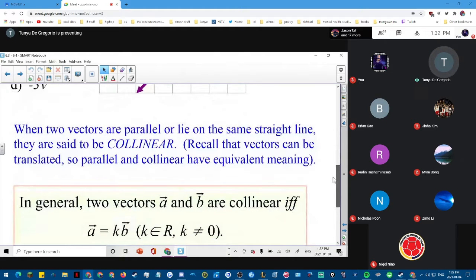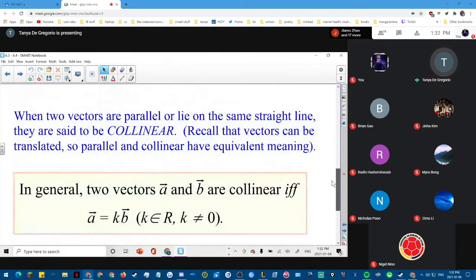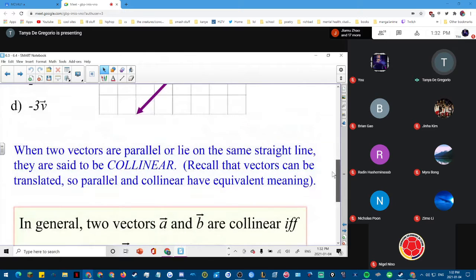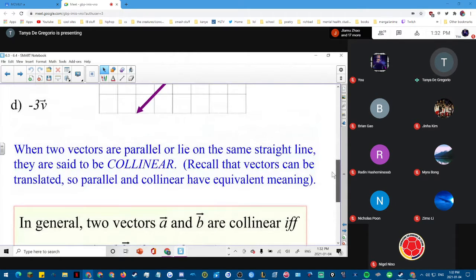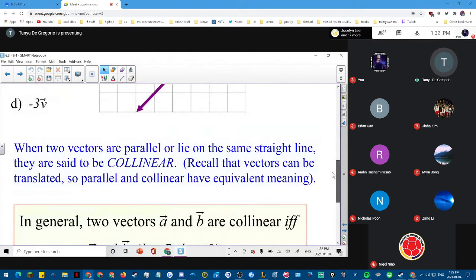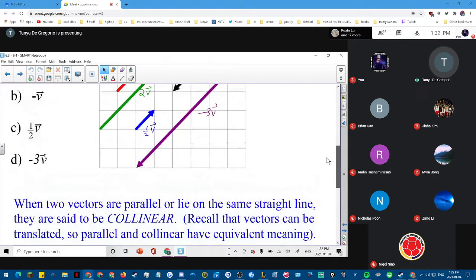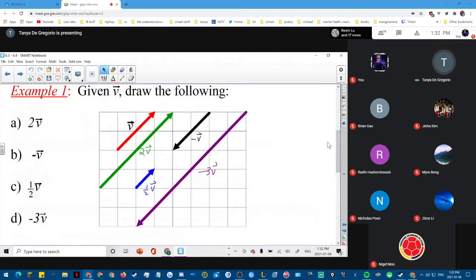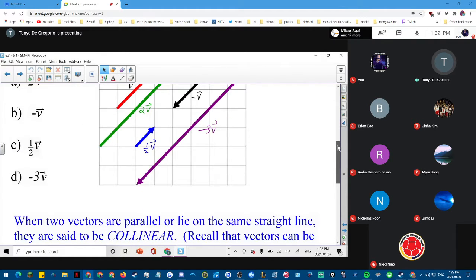Okay, so when 2 vectors are parallel or lie on the same straight line, they are said to be collinear. Recall that vectors can be translated. So parallel and collinear have equivalent meaning now. Do you guys remember in the past that collinear always meant that one line was right on top of the other? Well, that's not the case anymore because vectors can be translated. So even if the vector is not right on top of the other, it's okay. It's still considered collinear because vectors can move.